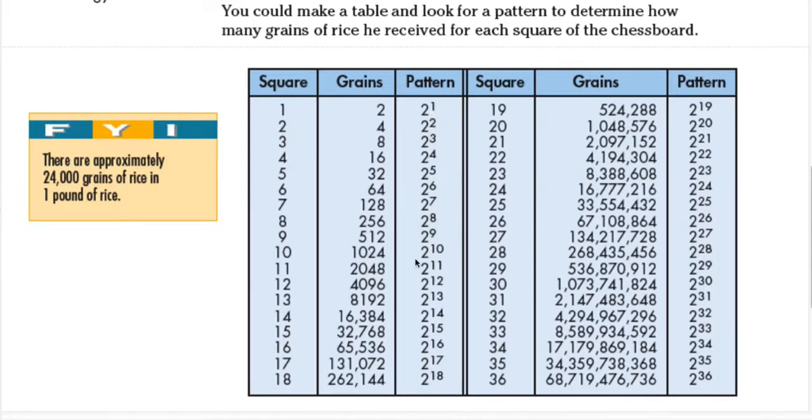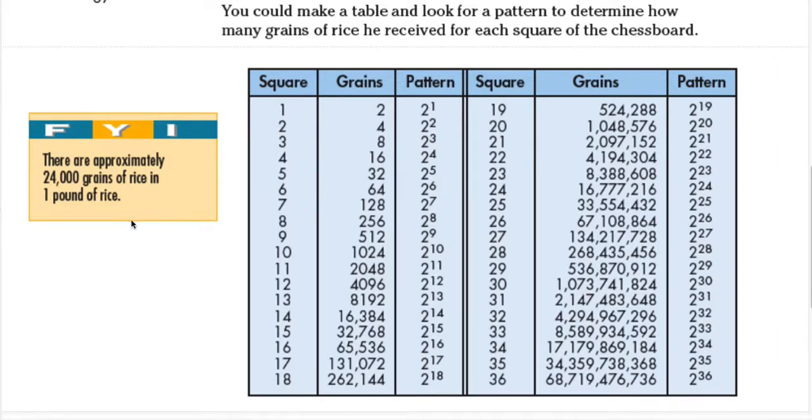So 2 to the first all the way to the 18th square, and the 36th square is 2 to the 36th power. And if you notice, by the 30th square on the chessboard, it has surpassed 1,000,000 grains of rice. That's 2 to the 30th power.